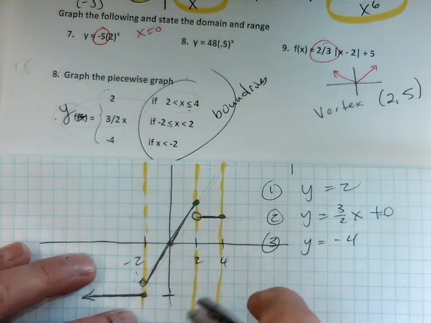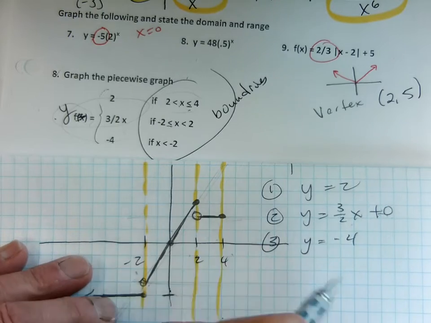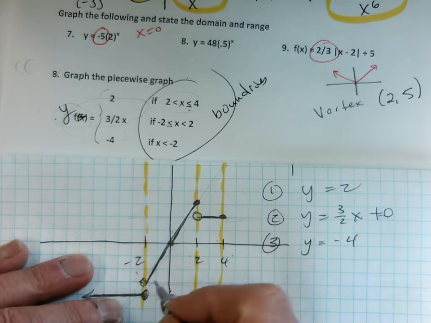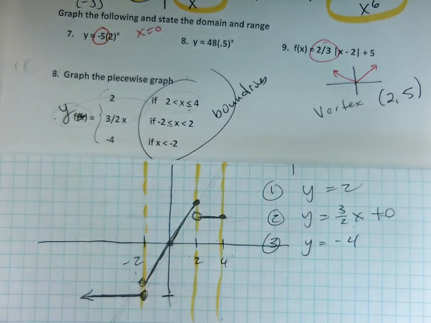And I have an open circle. Interesting. Open circle again. 2 open circles. That works. Still a function. All right? How's that?